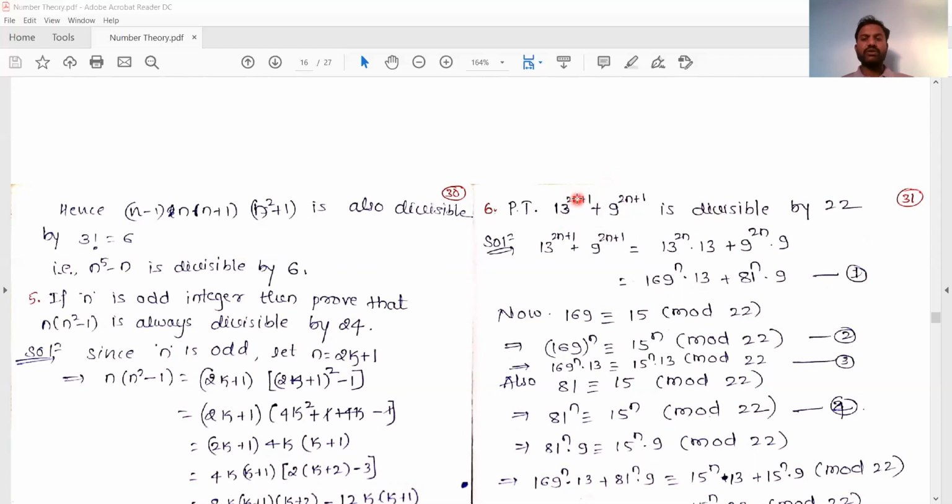Or else you may take n = 0. If I take n = 0, then it is 13¹ + 9¹.